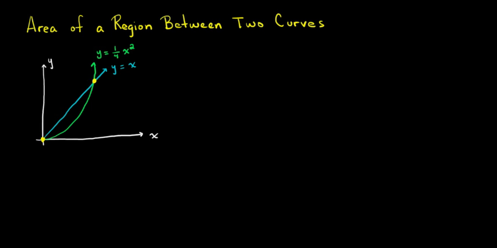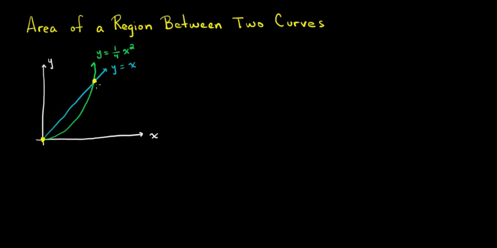Alright, so in this video, we're going to discuss how to find the area of a region between two curves. What I've sketched here is two functions: y equals x and y equals 1/4 x squared. What I'd like to do is find the area enclosed between these two graphs right here.